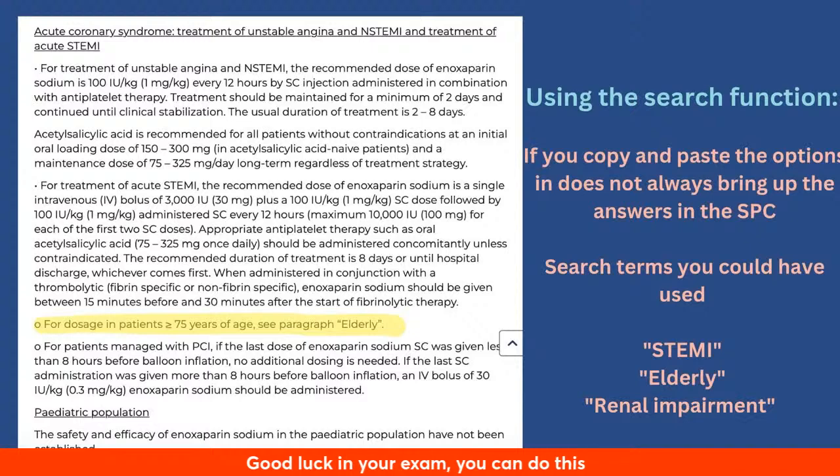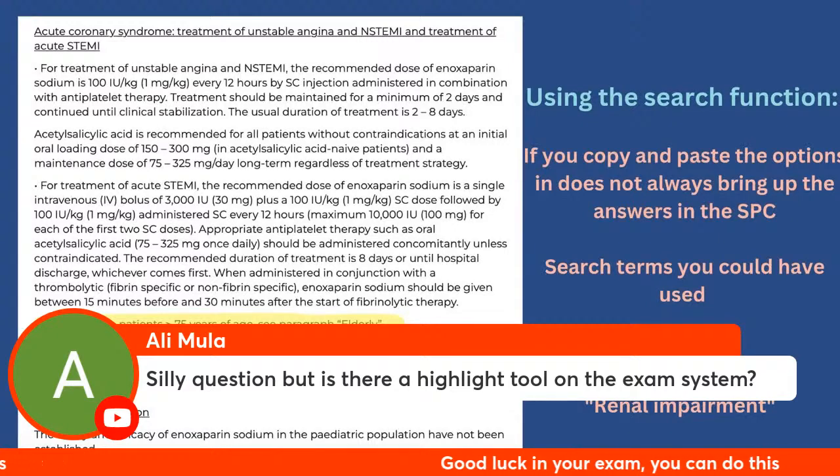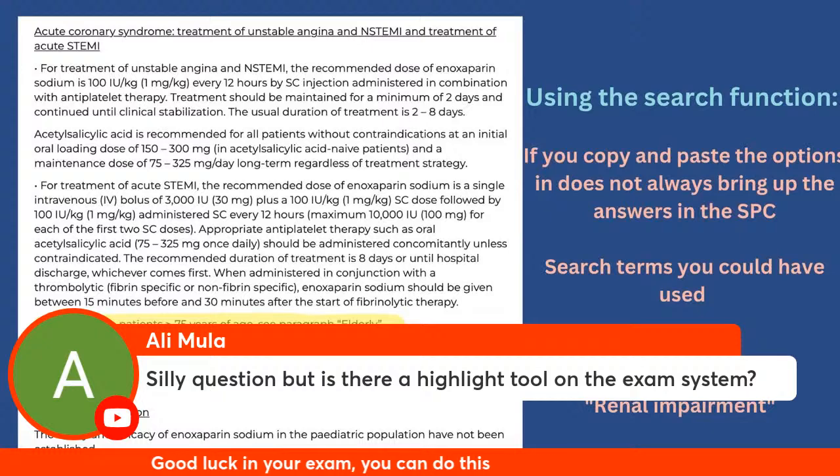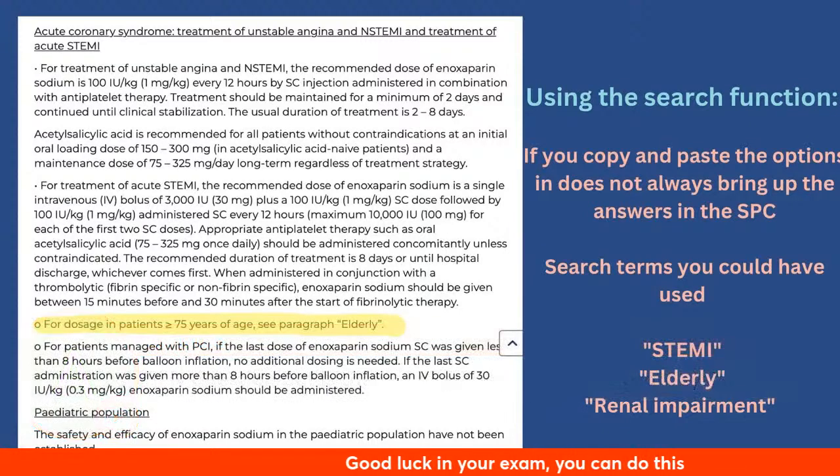Silly question, but is there a highlight tool in the exam system? It is not a silly question, and yes, there is. It's up to you whether you want to use it. And even with the Surpass system, you have the option to change the background of your exam. You can change to black or blue or pink if you fancy, and change the color of your exam as well.